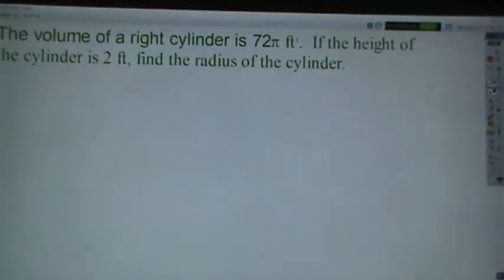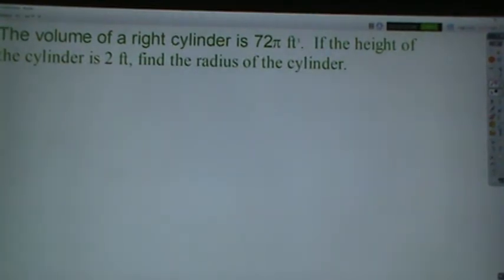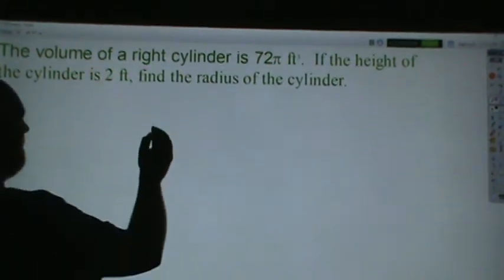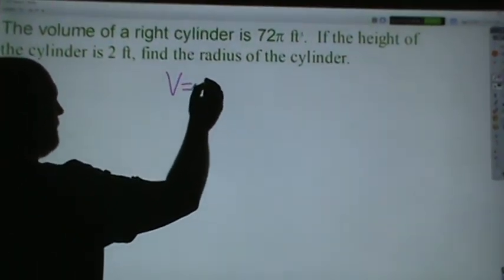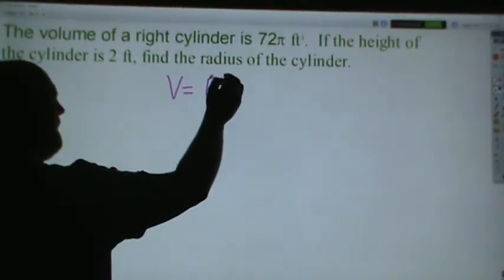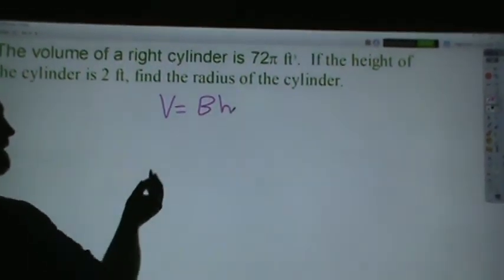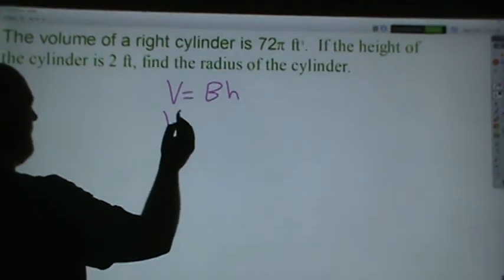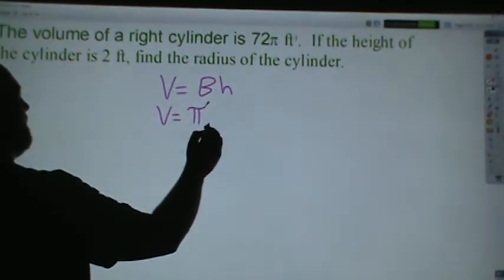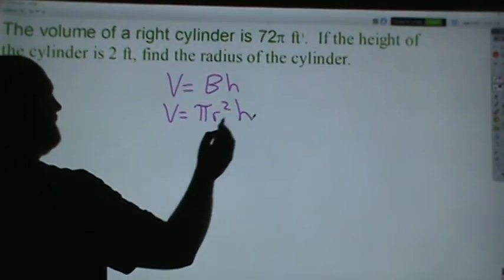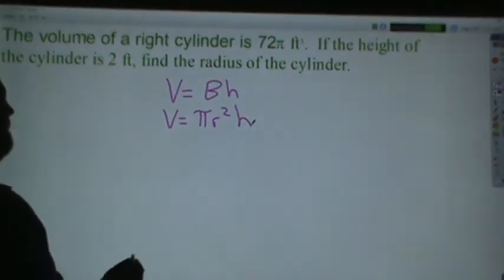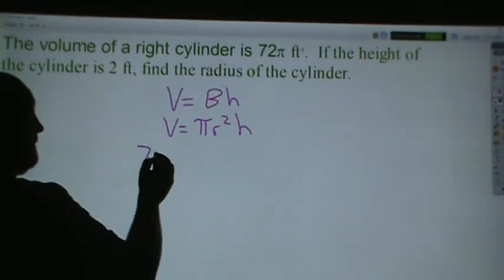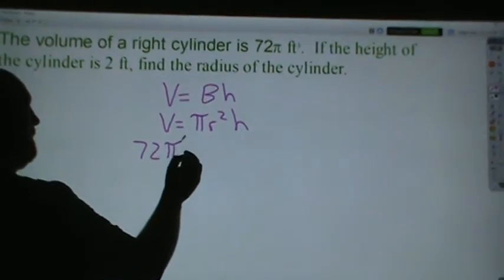The volume of a right cylinder is 72 pi feet cubed. If the height of the cylinder is 2 feet, find the radius of the cylinder. Again, volume for everything with those two parallel congruent bases is volume equals area of the base times height. Since we have this, I'd assume a circular cylinder, we would put in pi r squared for the area of the base times height. The volume is 72 pi, so 72 pi goes in for the volume.